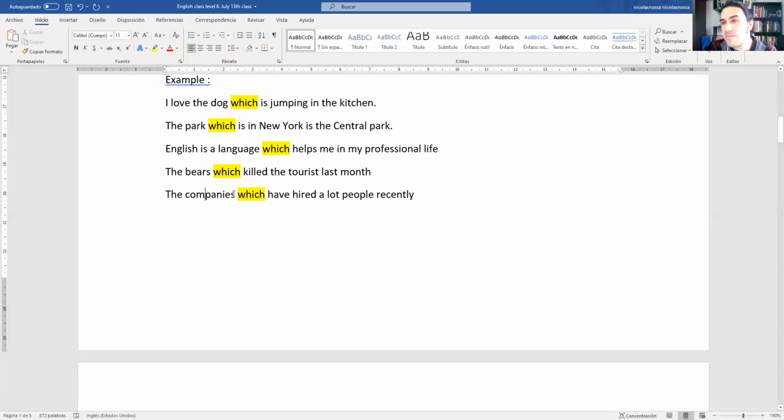And finally, the companies, no? I'm talking about, in this case, different companies, different enterprises, no? You know what a company is, yeah? The companies which, in this case, it's not a physical object, but we're talking about an abstract object, which is a company, an idea. Also, in this case, which: the companies which have hired a lot of people recently. Okay.